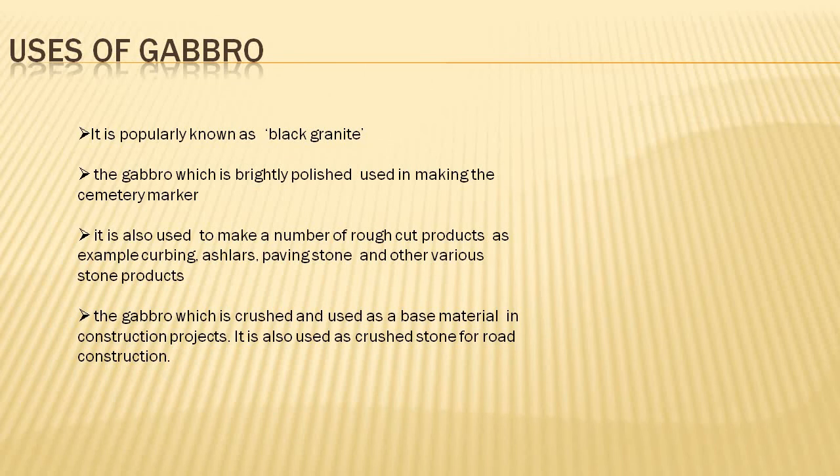Now we will discuss the uses of Gabbro. The uses of Gabbro are basically defined by black granite. Black granite is a Gabbro which is brightly polished, used in making cemetery markers. It is also used to make a number of rock-cut products, for example carving ashlars, paving stones and various other stone products. Gabbro is also crushed and used as a base material in construction projects, and as crushed stone for road construction.